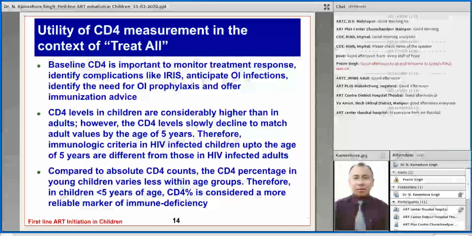CD4 level is also considerably higher in children than in adults. However, this CD4 level slowly declines to adult levels by the age of 5 years. Therefore, the immunologic criteria in HIV-infected children up to the age of 5 years are different from those in HIV-infected adults. Compared to absolute CD4 count, the CD4 percentage in young children varies less within the age groups. Therefore, in children less than 5 years of age, CD4 percentage is considered a more reliable marker of immunodeficiency.